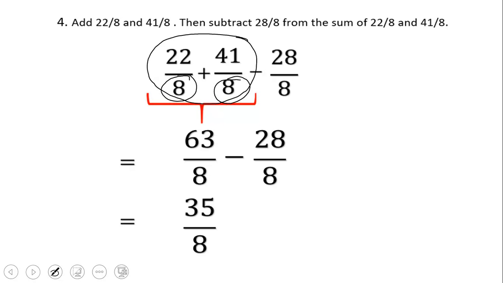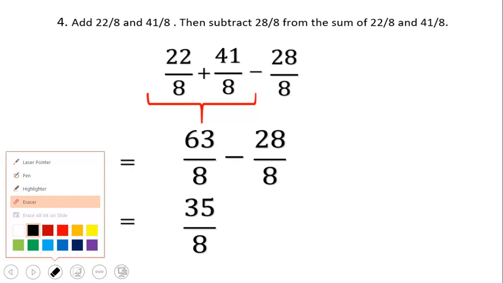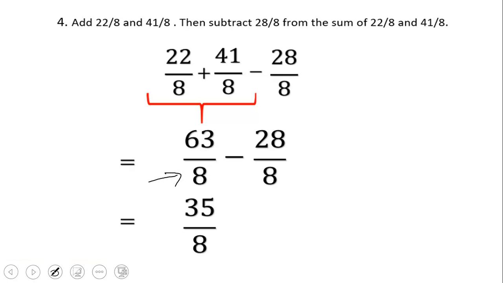And since they have the same denominator, all we need to do is add the numerators and leave the denominator the same. Okay, so let us do that. We do not need to change the denominator. That remains the same. The only thing we need to do is add 22 and 41. So let's add 22 and 41.